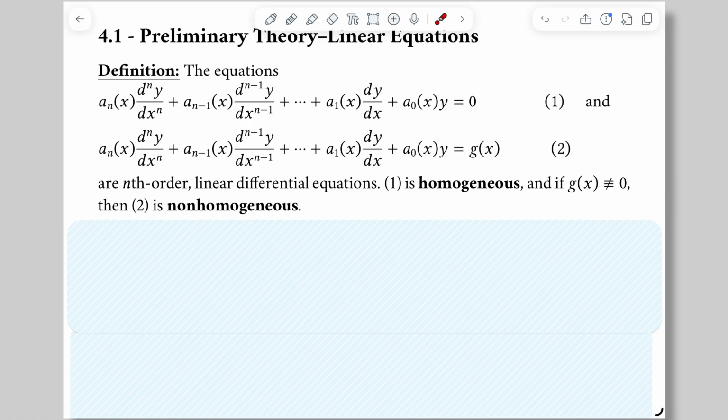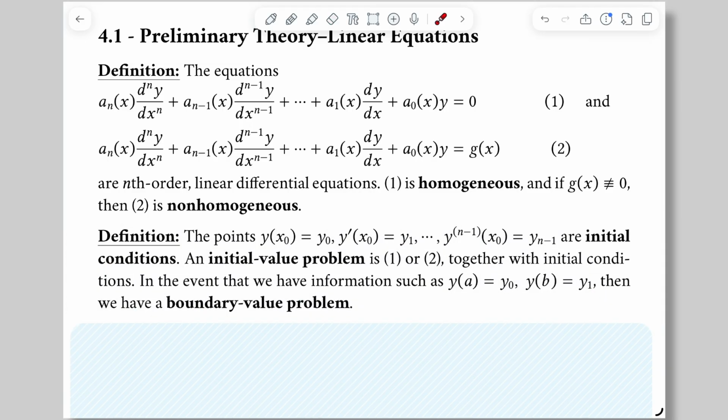Another thing to point out is that since these coefficient functions a sub n of x and so on are functions of x, we could see the variable x in the coefficient functions, but we won't see the variable y. If we did, these equations would be nonlinear. And all of the equations we're going to look at in this chapter, and for pretty much the rest of the course, are going to be linear equations.